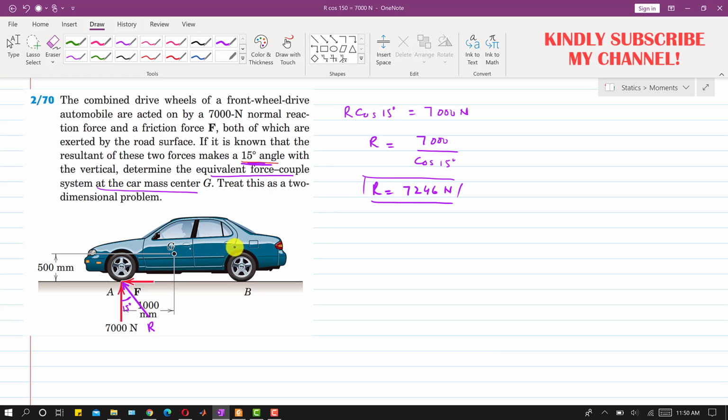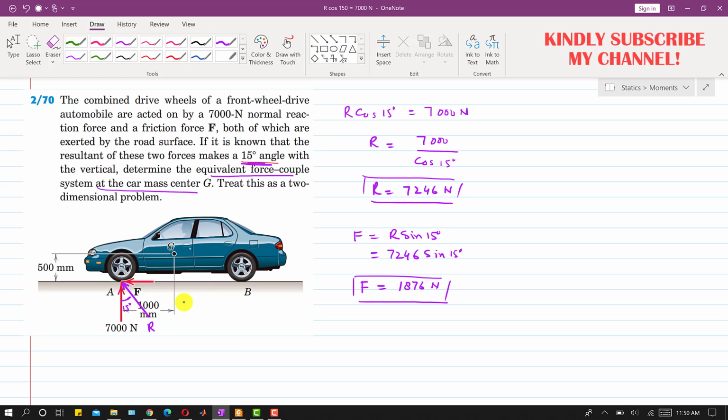And if we want to find the magnitude of this friction force, from this we can say that this force is the sine component of this R, right? So I can say that F is equal to R sine 15 degrees. If this is the cos component, then this is the sine component. So R is 7246 sine 15 degrees, so this friction force is equal to 1876 Newton, right?